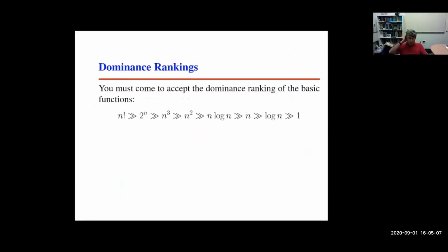So what you need to understand is that these are the most common complexities. I think almost all the algorithms we're going to talk about in this class are going to have complexities of these types. This is the dominance relationship between them. We always want our algorithm to be as far to the right as possible, because those are the ones that are faster in the worst case running time. Any questions?